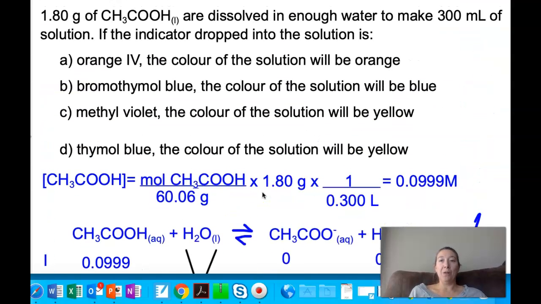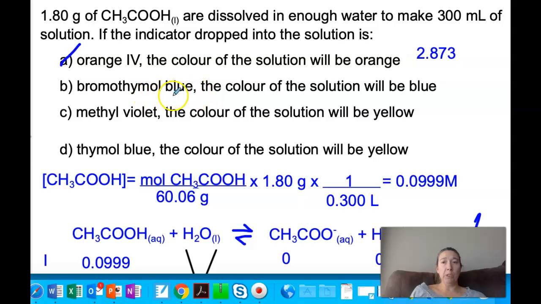So now we can go all the way back up to here. So we know that our pH is 2.873. And we can try to figure out what color that indicator is going to be. So we have orange 4. If we look at orange 4, it's going to change between 1.4 and 2.8. So 2.873 is on the greater end of that range, therefore it would be yellow. So no, it is not going to be orange 4, because it says orange and it wouldn't be orange, it would be yellow.